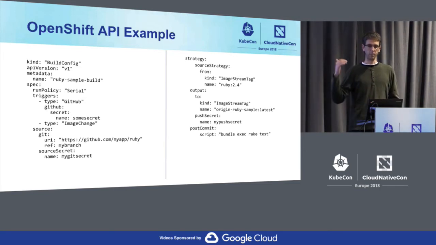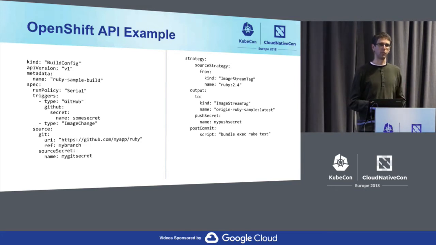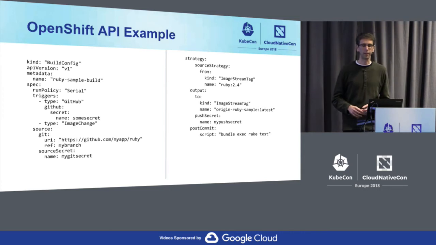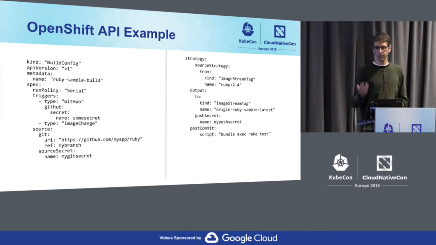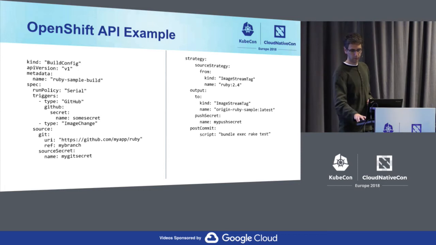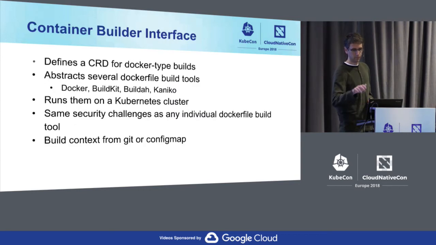And we're saying the builder image is going to be this Ruby 2.4. And you see it says image stream tag. That's an abstraction that OpenShift wraps around access to images. But basically, you're saying, I want to use the Ruby version 2.4 tag. And then lastly, we have the output target, again wrapped with an image stream, but basically saying, this is the image that we're going to push out when this build finishes. So that's the OpenShift build API.